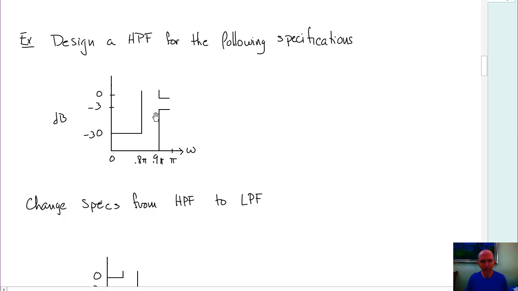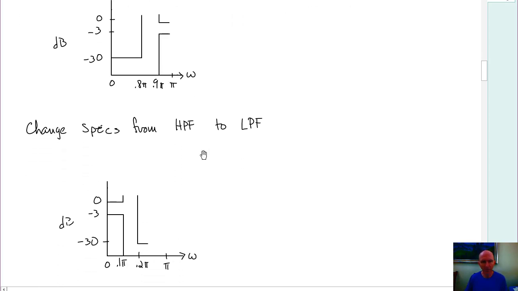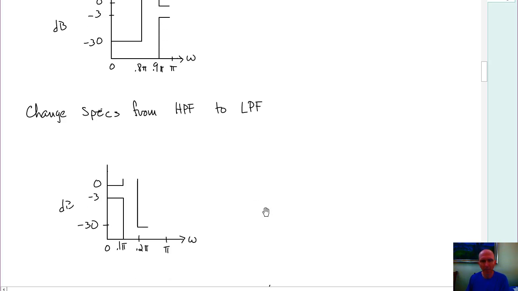Now, if we take these specifications and repeat them, as we know it's going to do because it's a discrete system, and then shift it by pi, what we're going to get is this down here. Pi is going to turn into 0, 0.9 would be 0.1, and 0.8 will be 0.2. And so we would design a filter for these low-pass specifications, and then when we substitute z for minus z, we'd get a filter for these specifications up here. Let's go through a complete example.